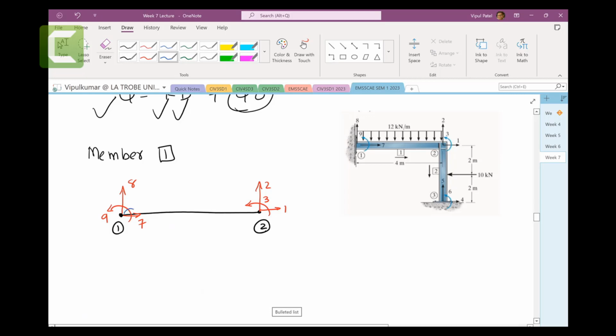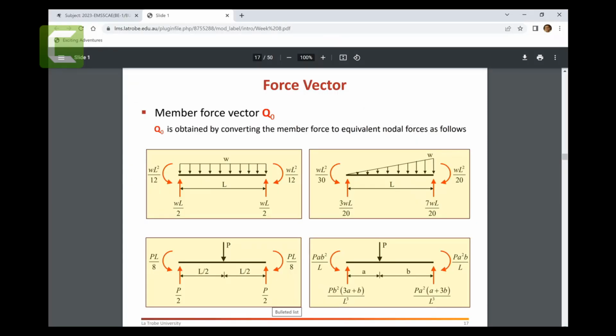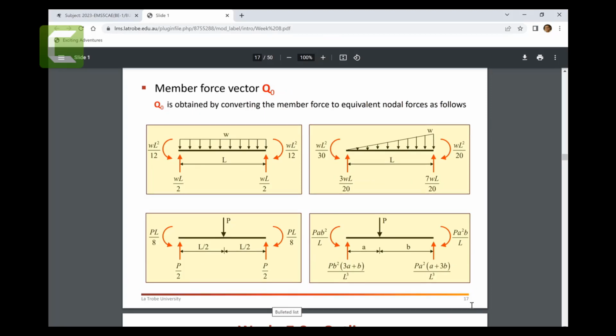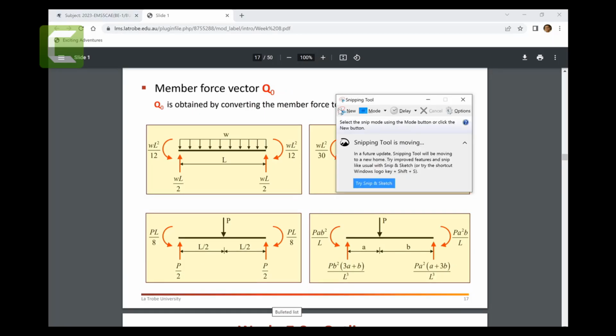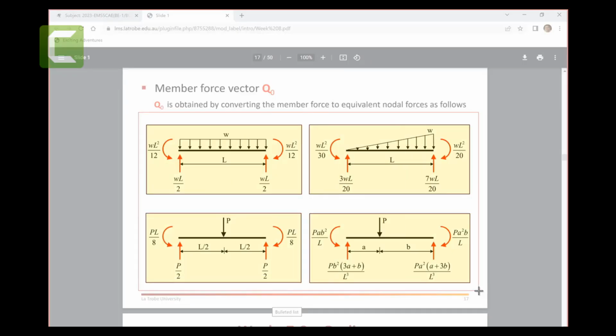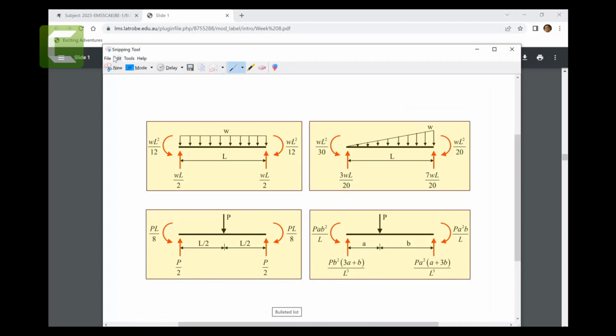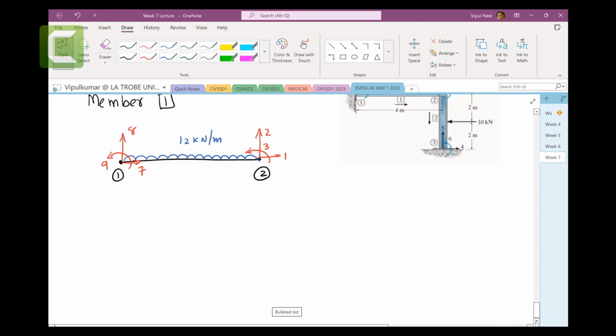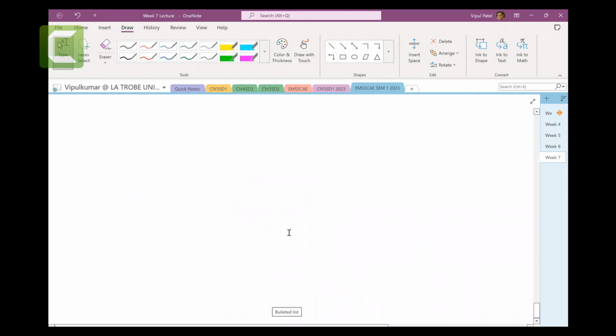And we have a loading of 12 kilonewtons per meter, right? Now, when I draw these ones, we use these tables. I think it's on slide number 17. If you go to slide number 17, there are equations to calculate forces, right? That's pretty simple. So you can come back here and let's paste it here.